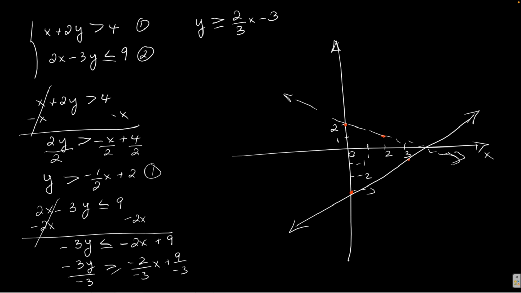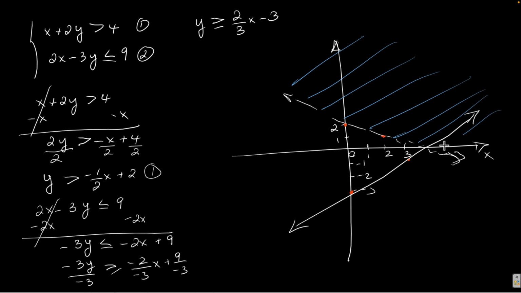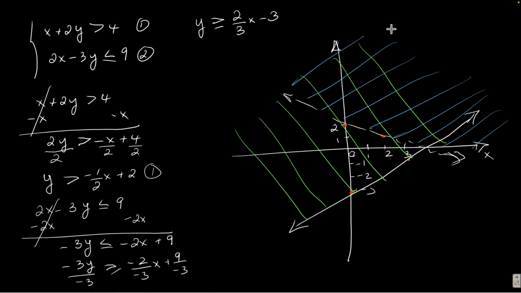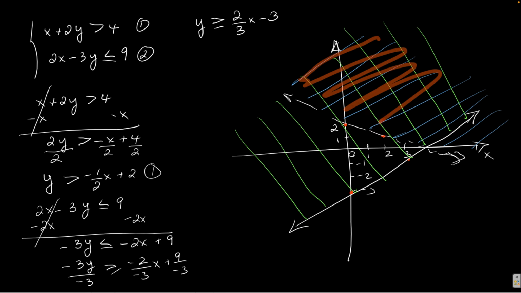Now let's determine the shading. For the first inequality, y is greater, so we shade above the line. For the second inequality, y is greater than or equal, so we also shade above that line. So the solution must be the region above both lines. That overlapping region is the answer.